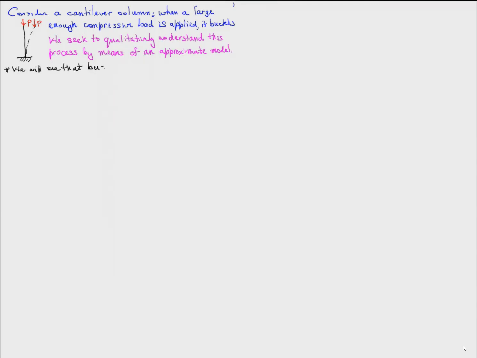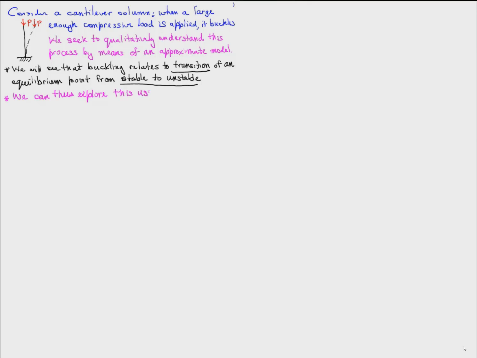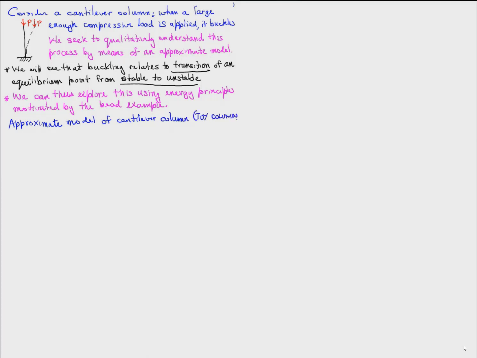We'll see that the concept of buckling actually relates to transition of an equilibrium point from being stable to being unstable. Therefore, because it's an issue of stability, we can explore this using the energy principles that we motivated using the bead example in the last video. So let's build this very simple approximate model of a cantilever column. We call this the toy column model.